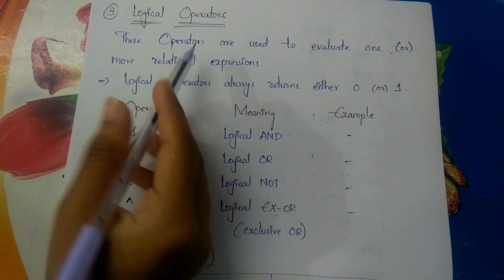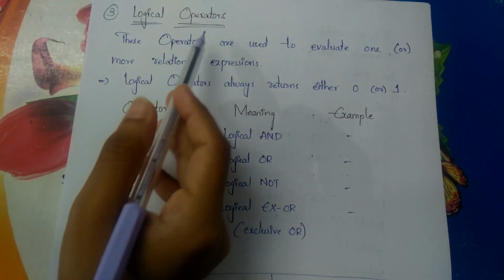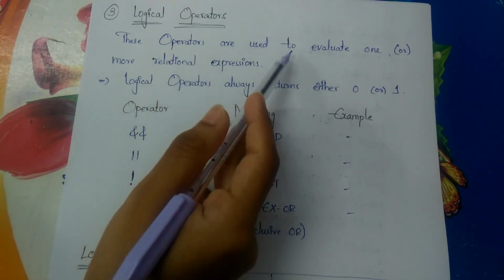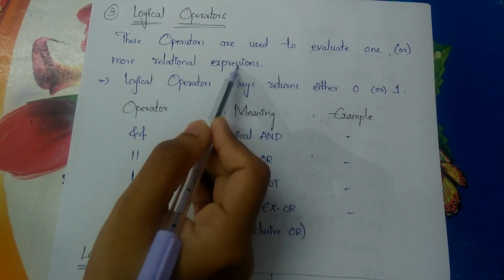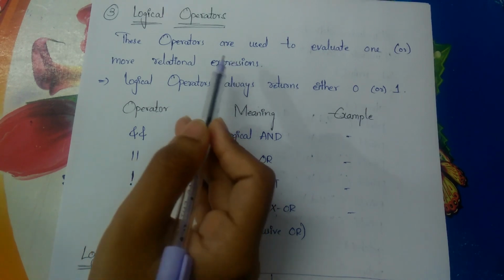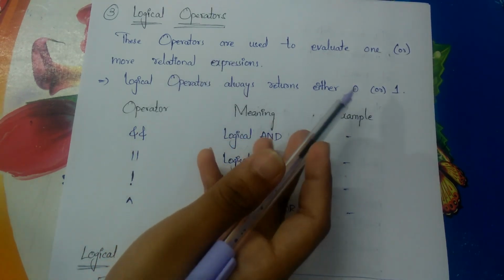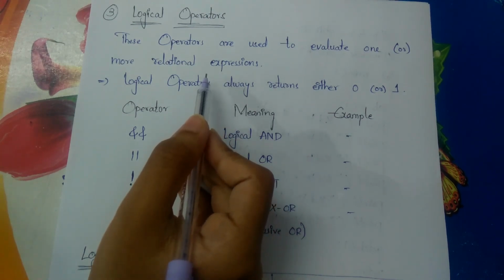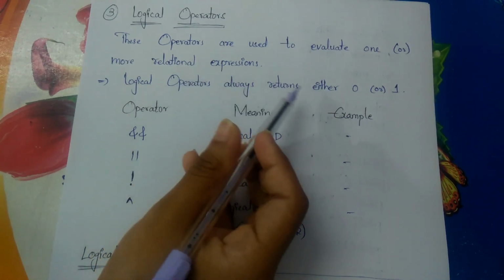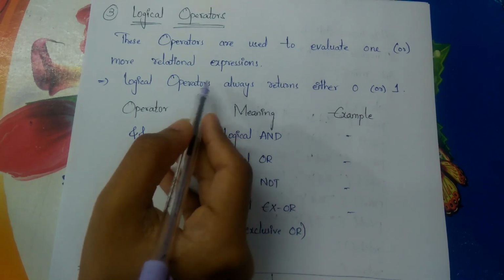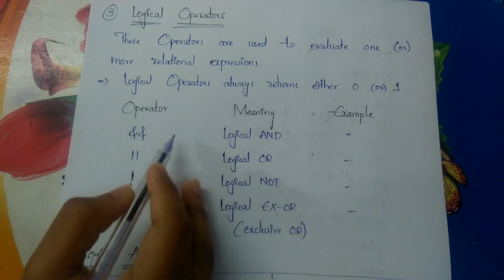Let's see the logical operators, which is the third one. These operators are used to evaluate one or more relational expressions. And logical operators always return either 0 or 1, the same as the relational operators. So we have the list of the operators here and their meaning.